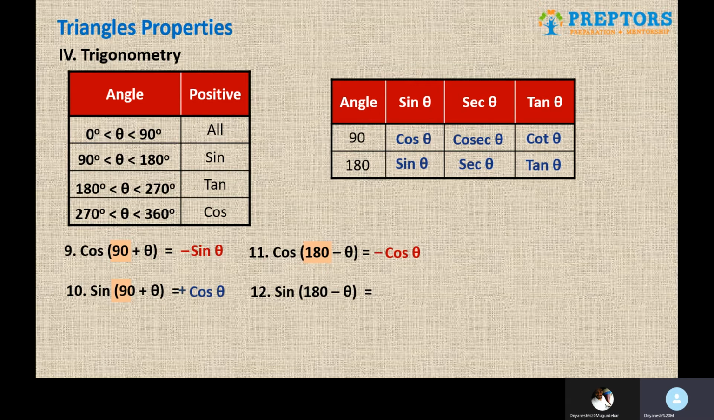And the last one, sine of 180 minus theta. For 180 minus theta we should not change it, we will keep it sine theta, and 180 minus theta is in the second quadrant. In the second quadrant sine is positive, so the answer is positive sine theta.